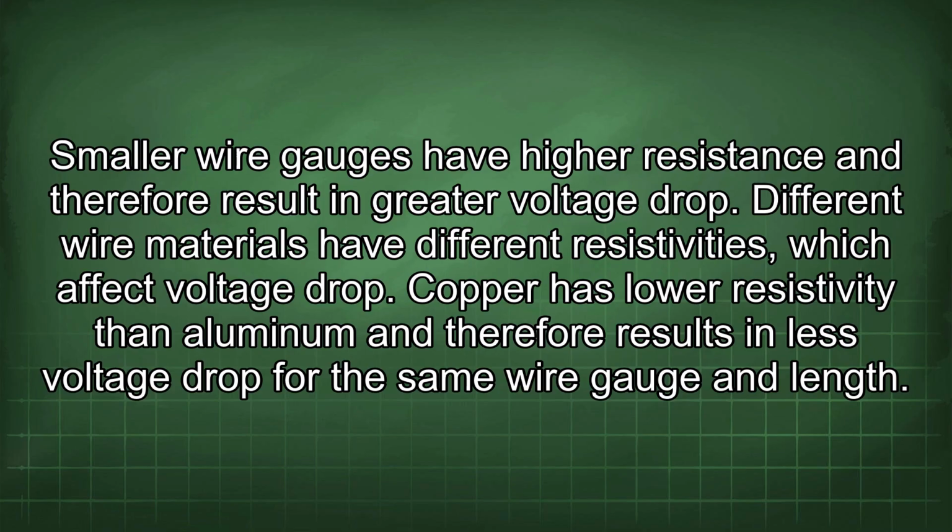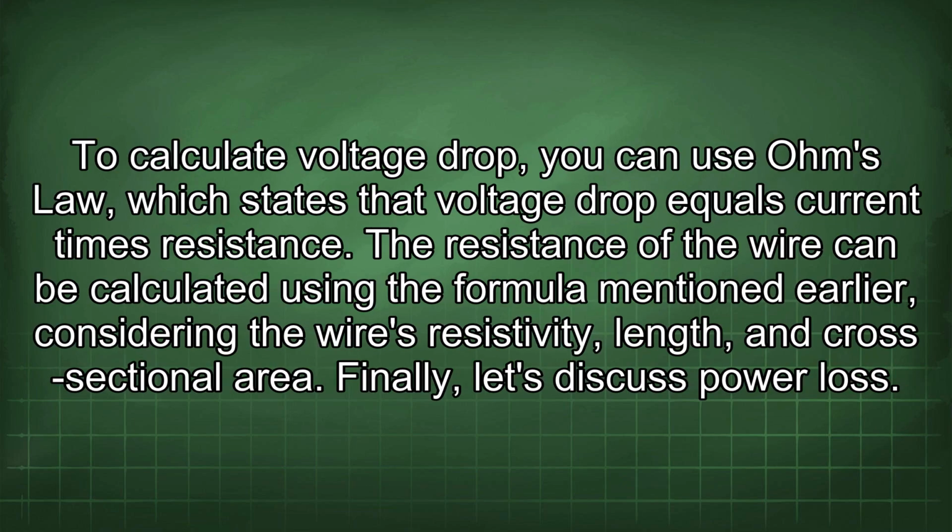Smaller wire gauges have higher resistance and therefore result in greater voltage drop. Different wire materials have different resistivities, which affect voltage drop. Copper has lower resistivity than aluminum and therefore results in less voltage drop for the same wire gauge and length. To calculate voltage drop, you can use Ohm's law, which states that voltage drop equals current times resistance.